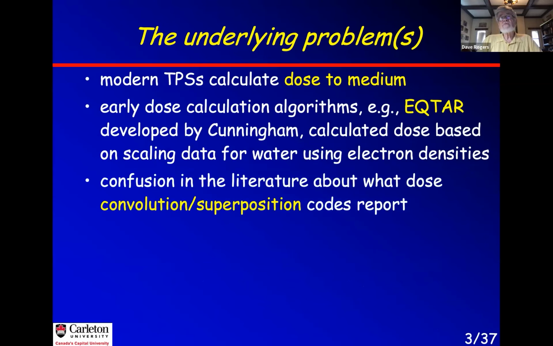But there's also confusion in the literature about what dose the convolution superposition codes actually report. Again, I will talk more about that, but it has been said several times that they are reporting the dose to water, but in fact, as I'll show, they're meant to be reporting the dose to medium.